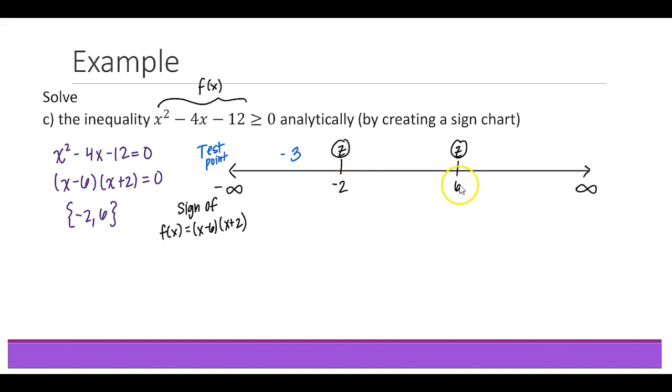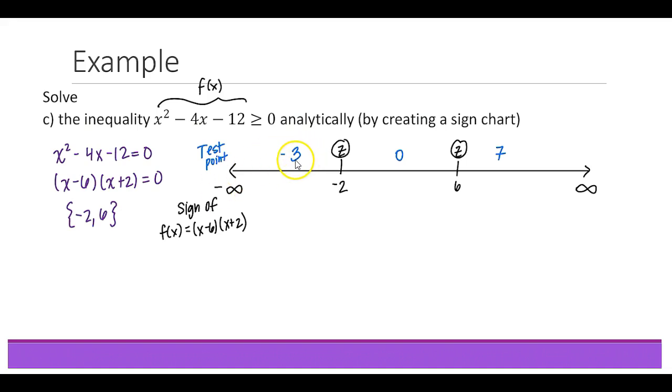These are going to be my testing values. Between negative 2 and 6, the easiest value to choose would be 0. 0 is definitely between negative 2 and 6. And then between 6 and infinity, I'm going to choose 7. So with these test points, what we do is substitute them into the function. I want to know the sign of the function. Is the function positive or negative?